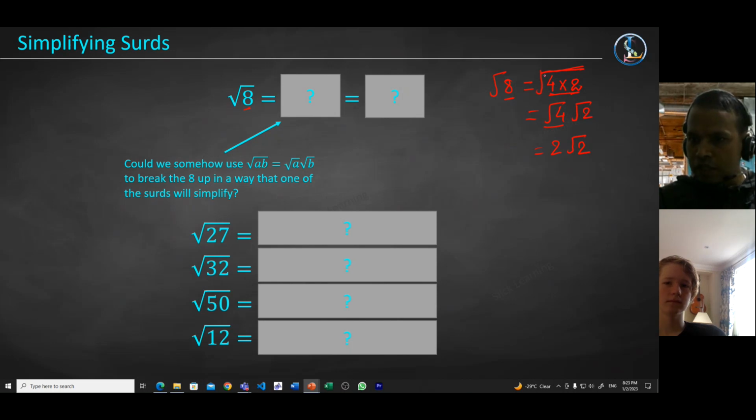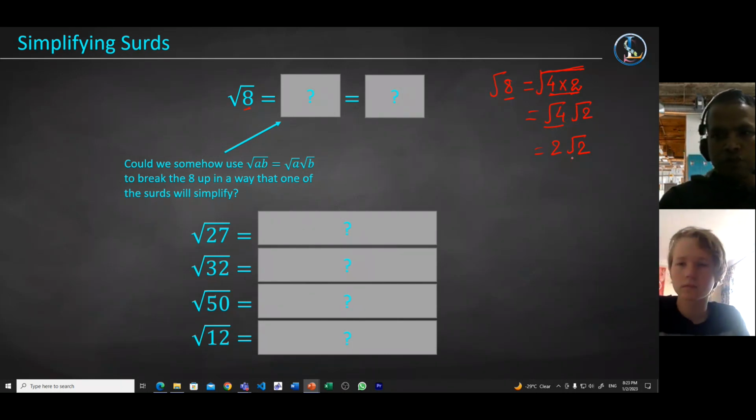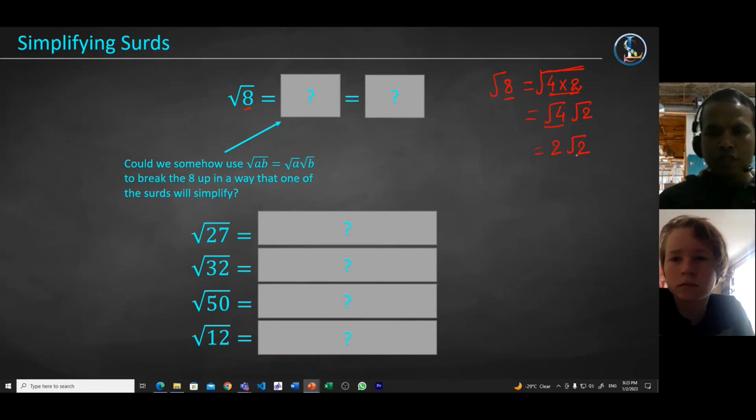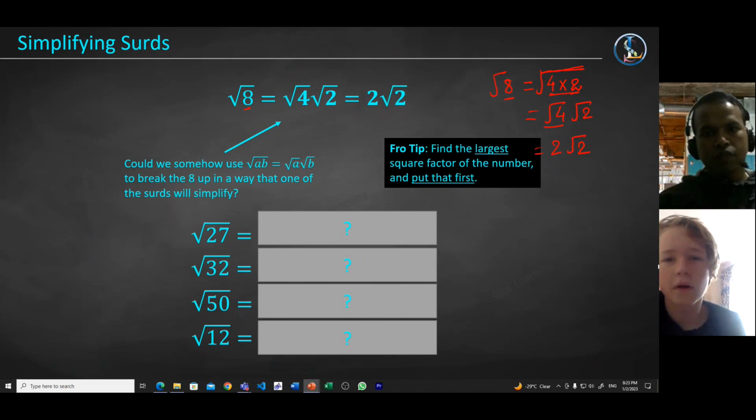Now, since it is a square root of 4 times 2, we can separate it. We can do the square root individually. And now square root of 4 is 2 and square root of 2 will be as it is. So this one is in simplest form. So we can write in this form.